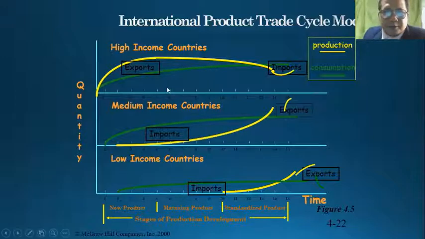Okay, so going back again to this theory of product life cycle model, you look at production, consumption. So this is the focus of the high-income countries. They are more into production, and also they do import for consumption. So like the superpower countries, China, Russia, the United States, this is what they do.